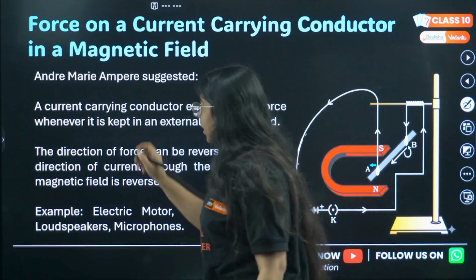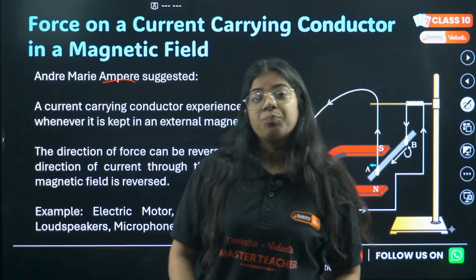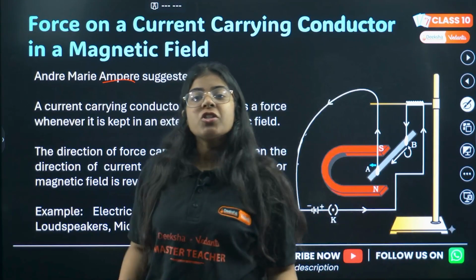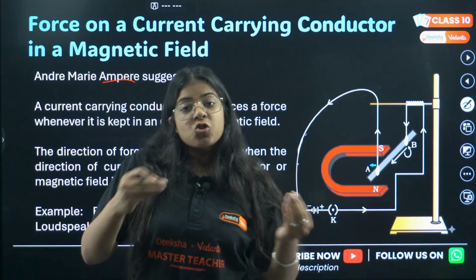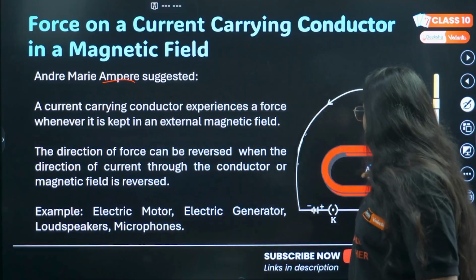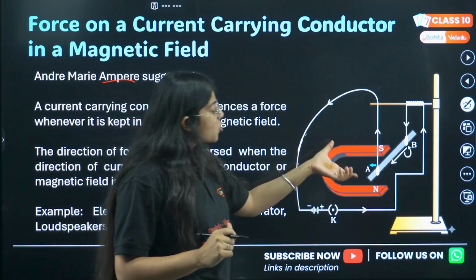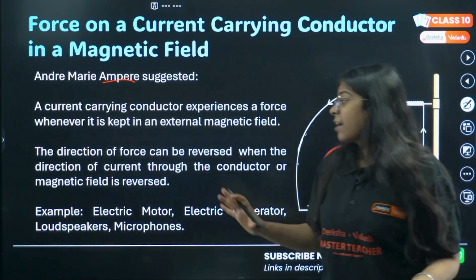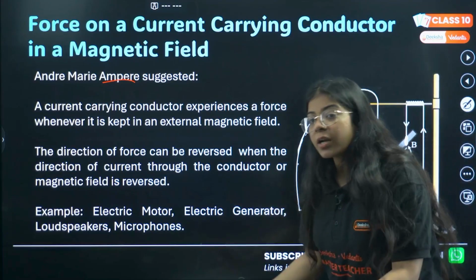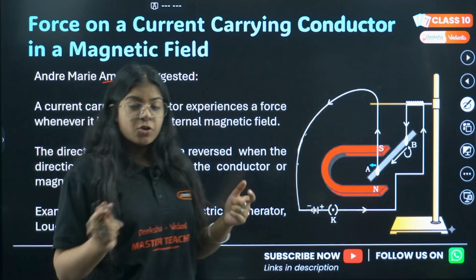Now we know Ampere said that when current is flowing through a wire or a conductor, it is not just creating a magnetic field around it, it is also producing a force. Or we are saying that if we place that current carrying conductor inside an external magnetic field, this is a horseshoe magnet, then a force will be experienced by that conductor. So both is true.